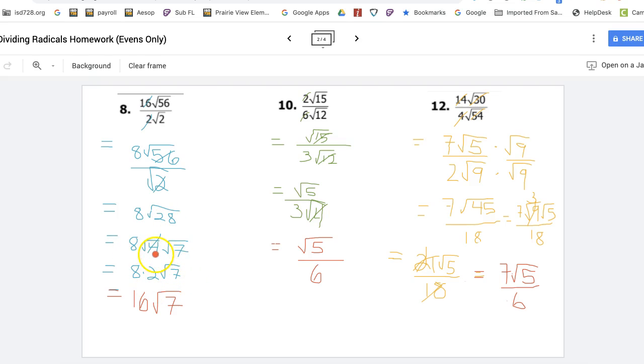4 times 7 makes 28. 4 is a perfect square number. Take the square root, you get 8 times 2, or 16 root 7. Number 10.